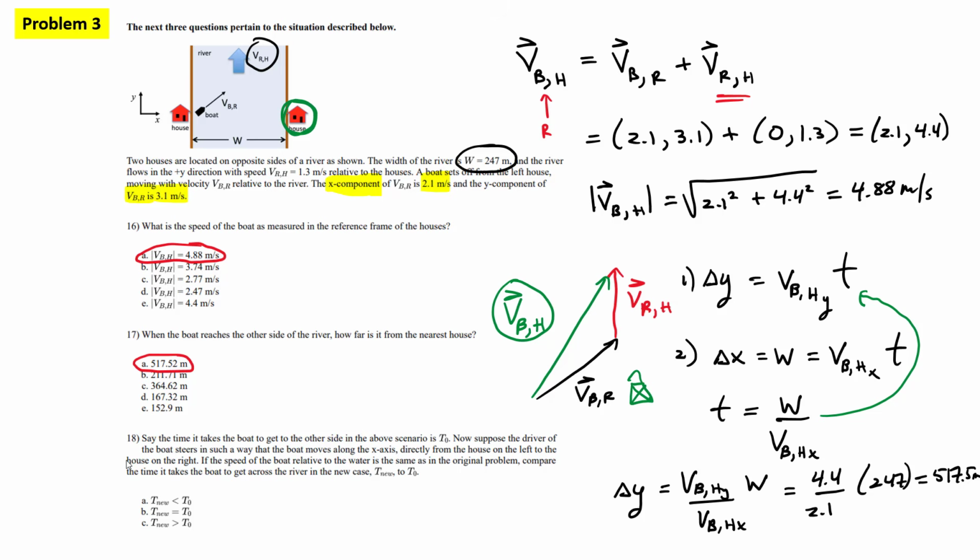Our next question says the time it takes for the boat to get to the other side in the above scenario is t naught. Now suppose the driver of the boat steers in such a way that the boat moves along the x-axis directly from the house on the left to the house on the right. If the speed of the boat relative to the water is the same as in the original problem, compare the time it takes to get across the river in the new case, t new, versus t naught.